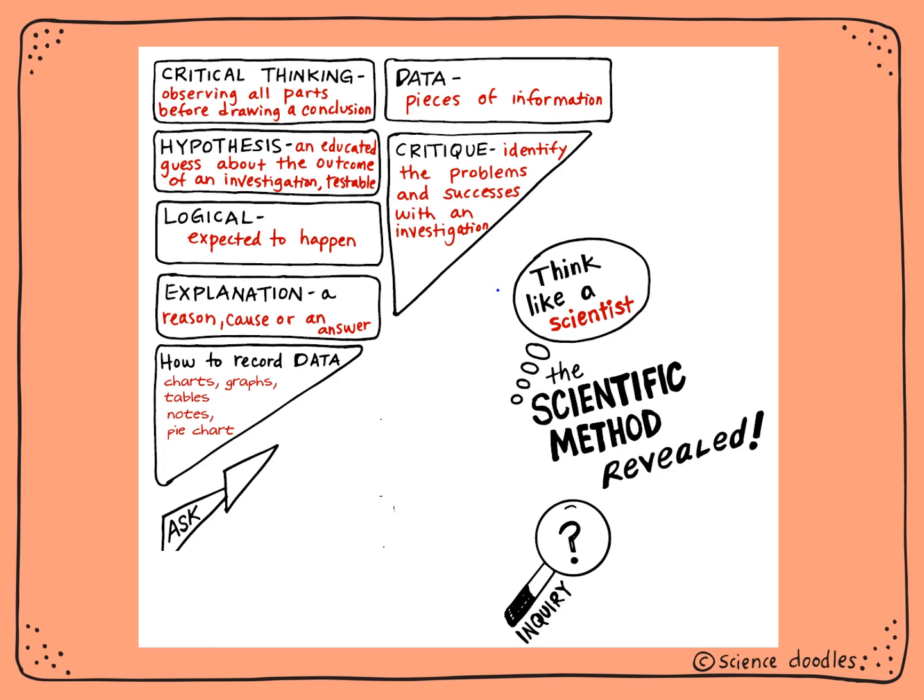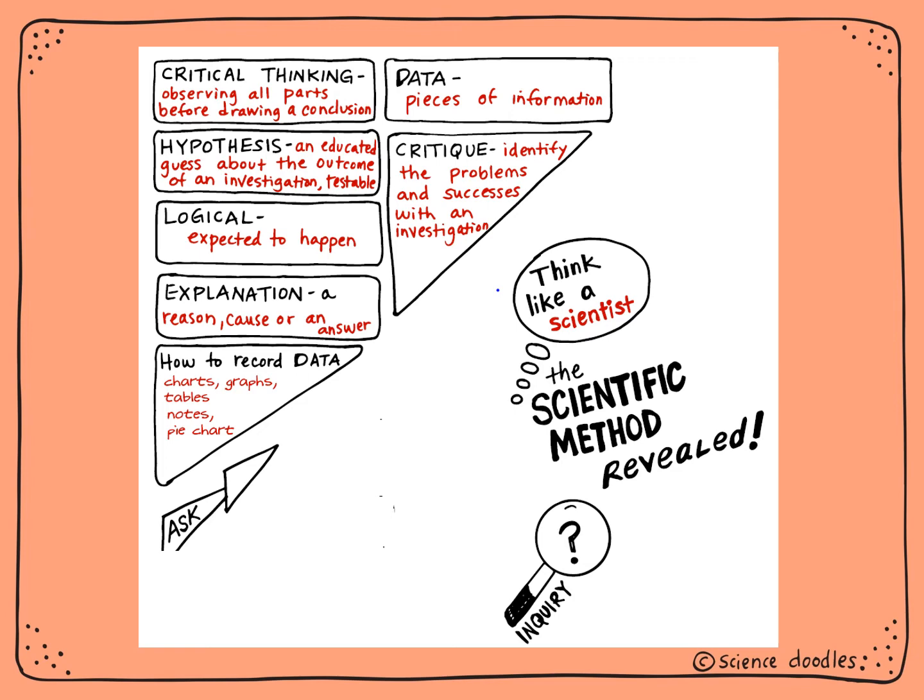An explanation would be part of your conclusion, which is a reason, a cause, or an answer. So your conclusion is going to include information of why your results happened, like why you got the results you did. When you're doing your experiment, you'll need to record the data, so you need to write the data down. And you can do this in charts, graphs, tables, with notes, with pie charts, etc. There's several options. Data are pieces of information. So that's the measurements or the numbers or the observations that you're going to get when you're doing your experiment.